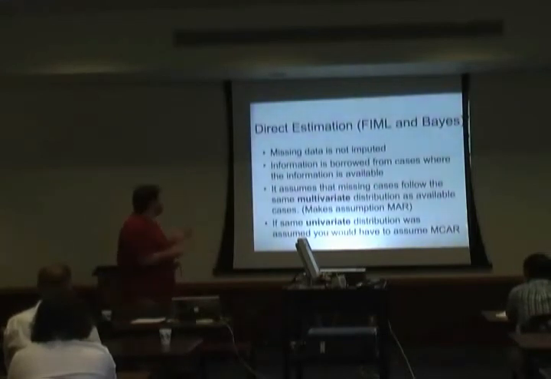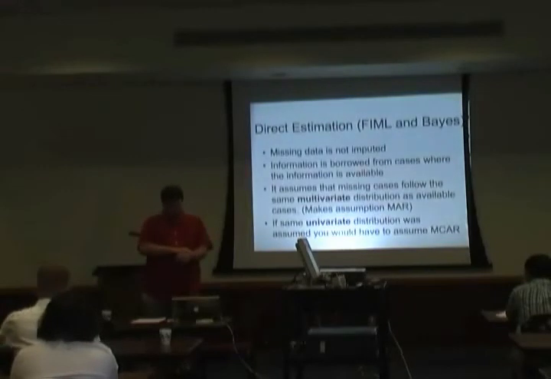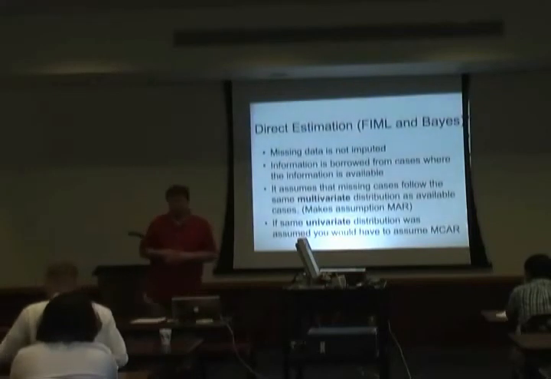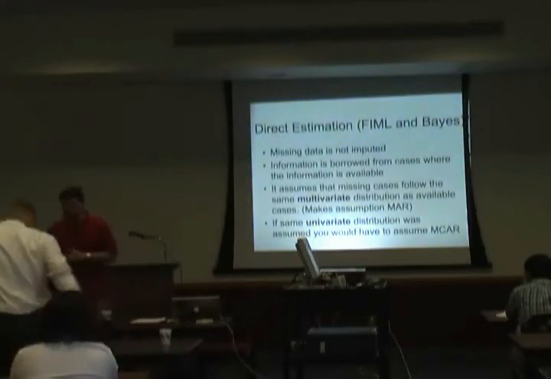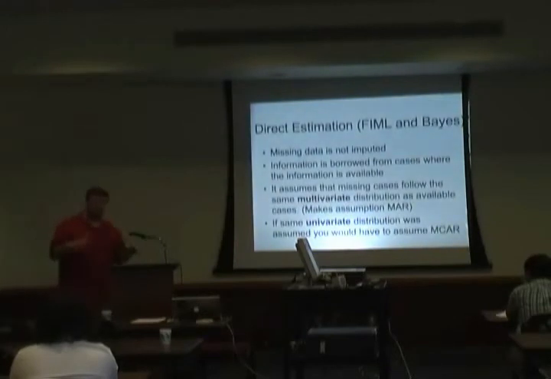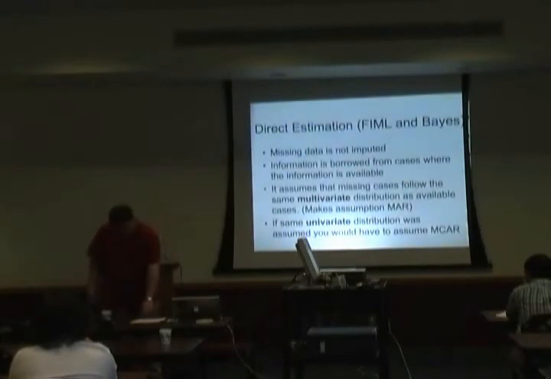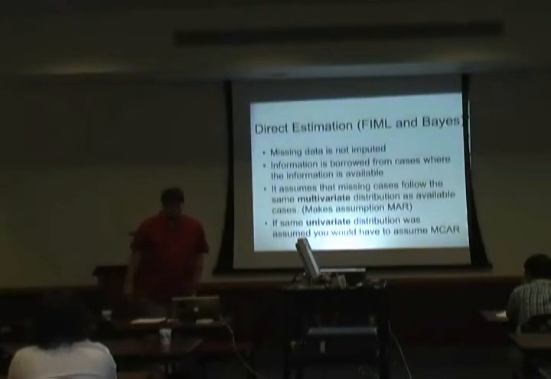So how does it work? Basically, information is borrowed from the cases where information is available. So estimation-wise, that's how it works. It assumes that the missing cases follow the same multivariate distribution. If you think about maximum likelihood, you hear about multivariate distribution, multivariate normality, how it's very important. Basically, if you have a missing case, you already have a distribution. It looks like this for two variables, and there's a missing case over here, and you still know where that would lie in the distribution if there's some information available on it. Hopefully there's some information available on it.